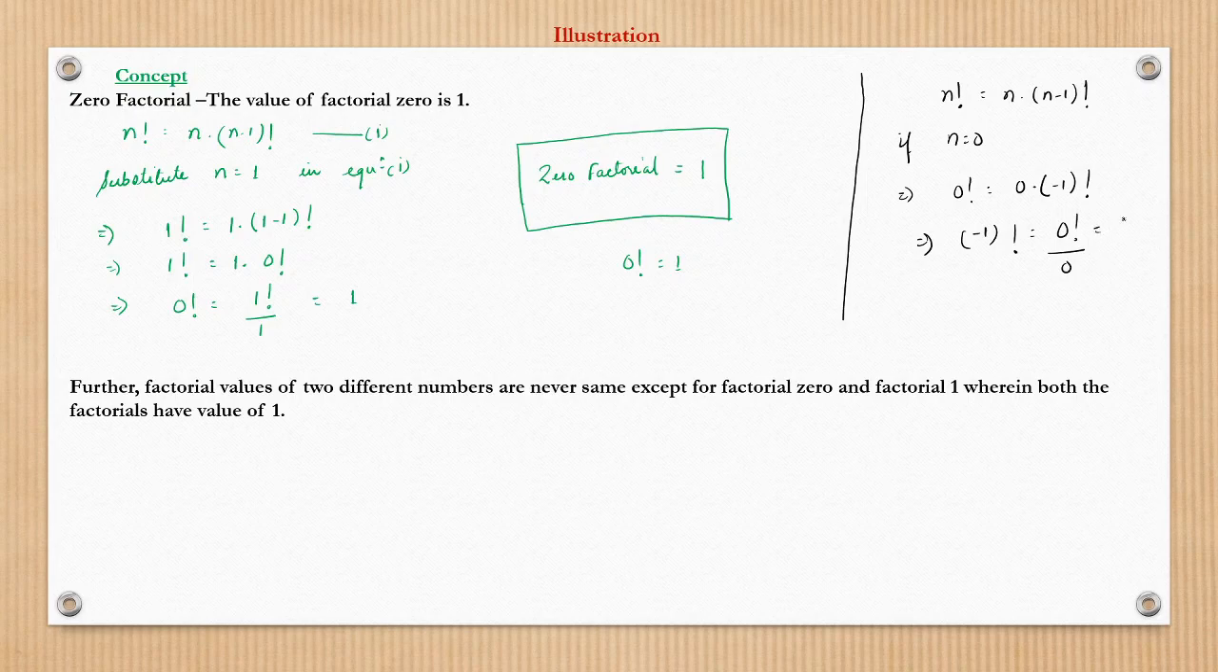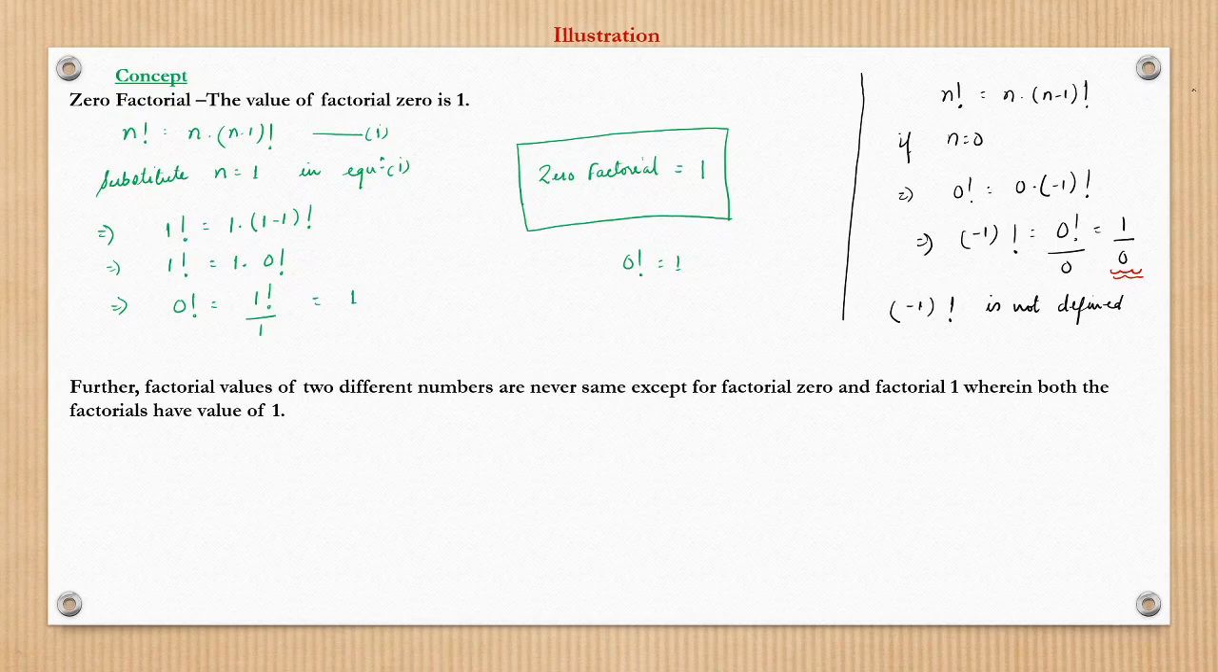So this means minus 1 factorial would be nothing but 0 factorial upon 0. Now we know this will be 1 upon 0, since 0 factorial is 1. So we know that anything divided by 0 is a non-determinate thing. This does not exist. So therefore, minus 1 factorial is not defined because of this. Similarly, factorial of any negative number is not defined because of this reason.